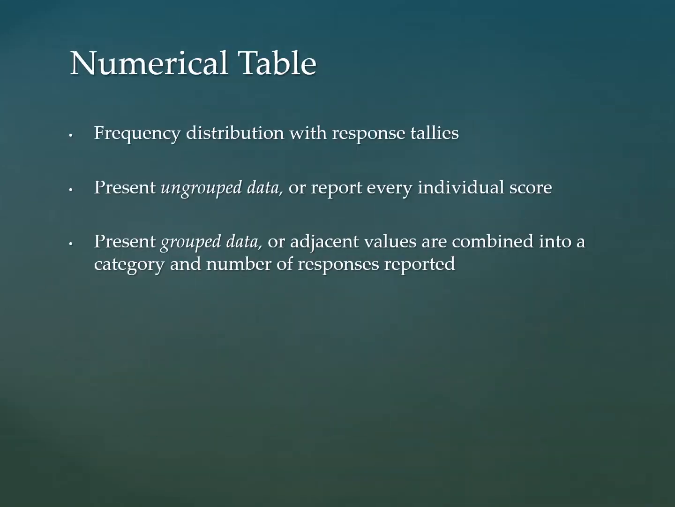Let's take a look at numerical tables first. You can look at a frequency distribution with response tallies. That's one type of table. You can present ungrouped data or report every individual score. Then you can present grouped data. This is where you're combining values into a category and the number of responses reported into that category.